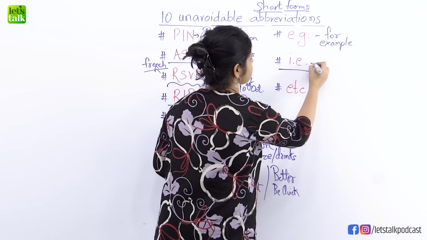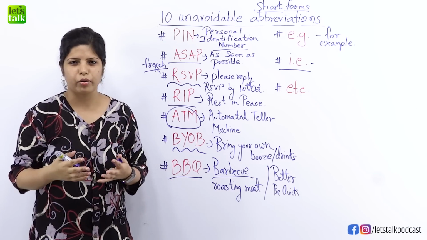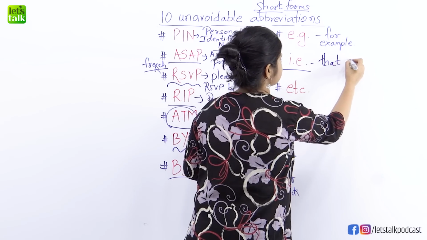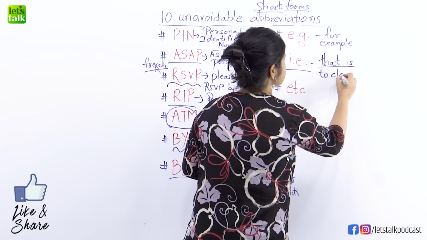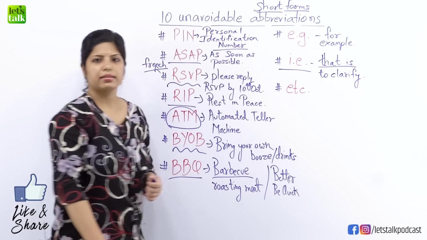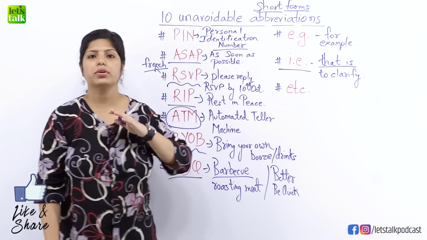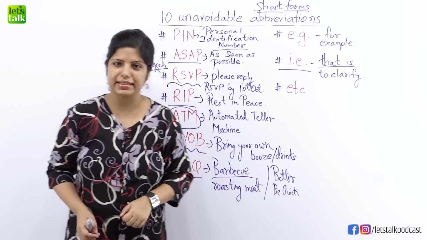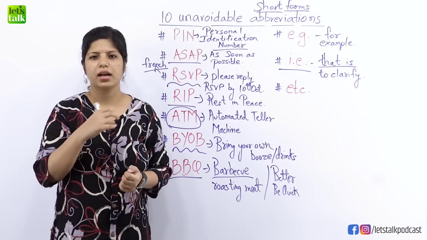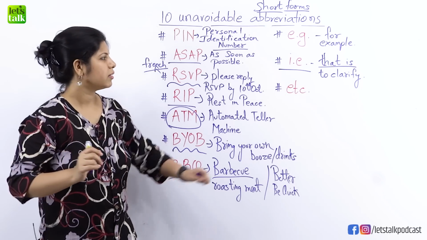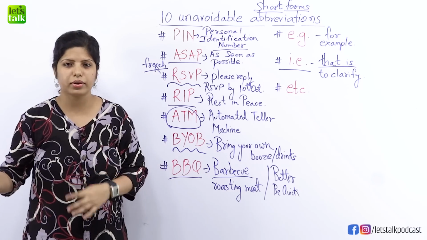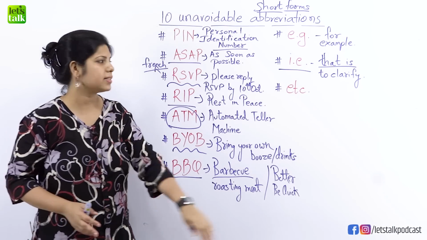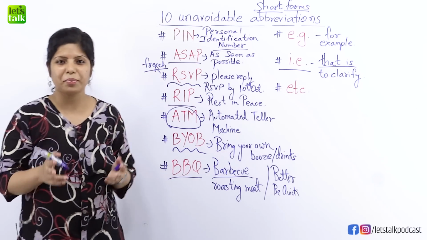There's another one here, and this one gets misunderstood quite often. I.E., which is read as that is. That's how you read it. But what it means is to clarify. Again, this is an abbreviation you will use in the written form, not in the spoken form. When you see this written somewhere, you'll simply say that is. So for example, you would say, I want some coffee, I.E. which is very hot. So to clarify something, you would see this in the written form, but when you say it, you need to say that is. Alright, I hope that's clear.